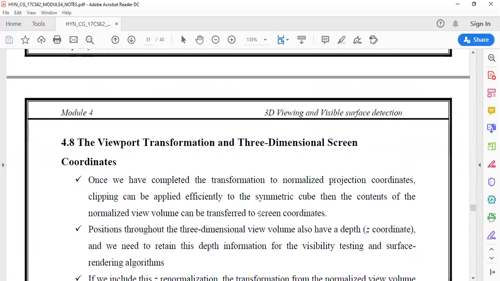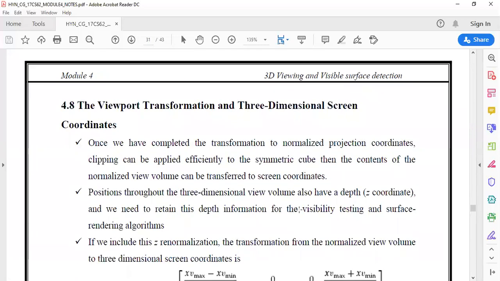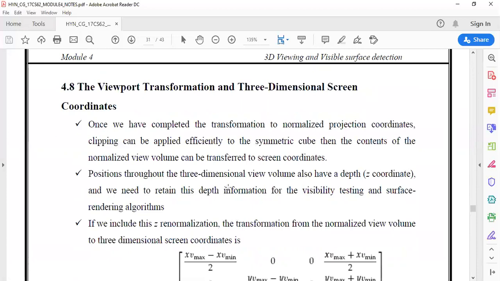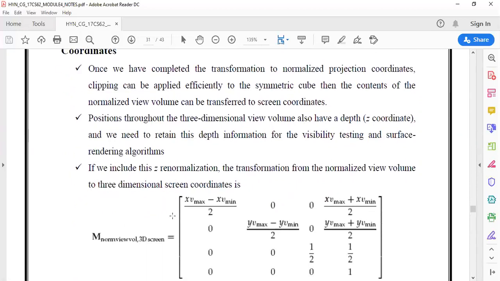So after you normalize, what is the last step? You have to display that particular object onto your screen, right? In order to display onto the screen, positions throughout the three-dimensional view volume also have the depth coordinate. That means for a 3D picture, we also have a z coordinate, and we have to retain this depth information for visibility testing and surface rendering algorithms, right? So we have to include this z renormalization.